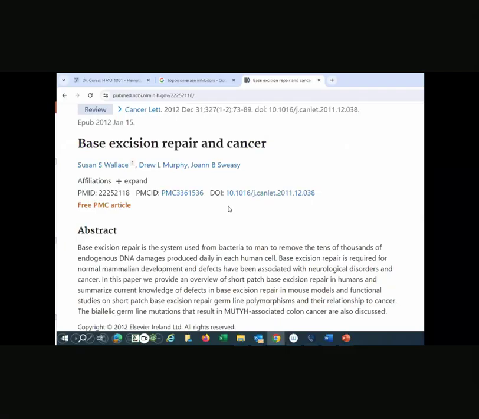And here's a paper discussing how people who have defects of their base excision repair enzymes can have high risk of cancers. So base excision repair, again, it's found all the way from bacteria to humans. So very, very important. And defects are associated with neurological disorders and cancer. This particular paper talks about how people with this defect have a higher risk of colon cancer.